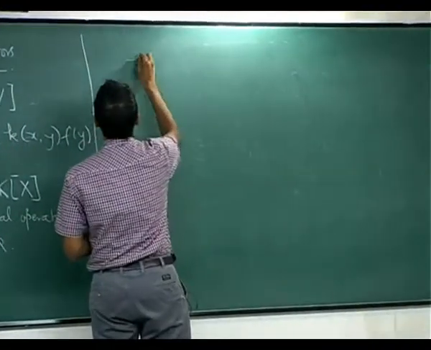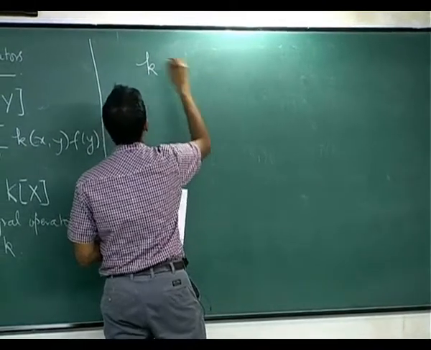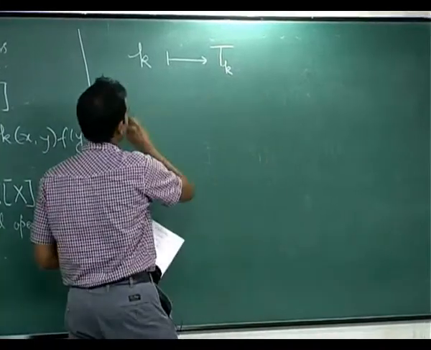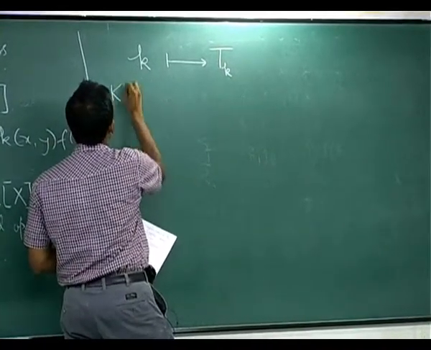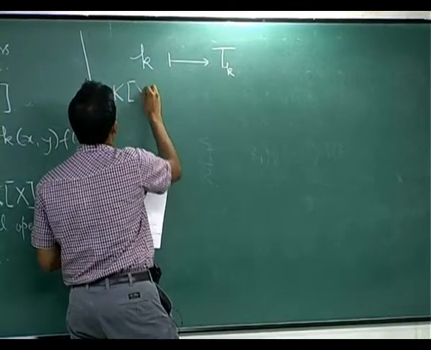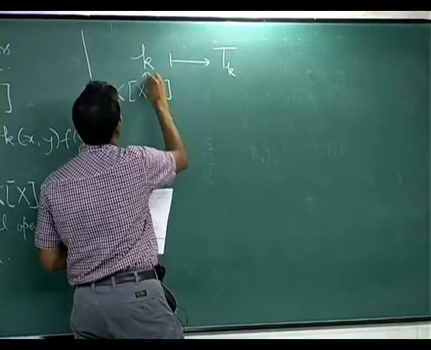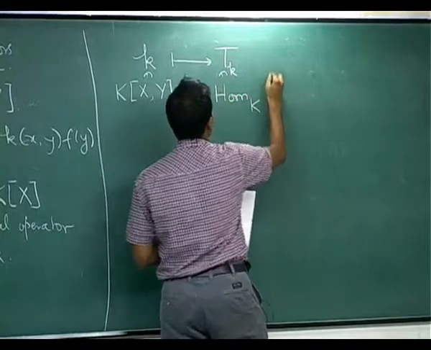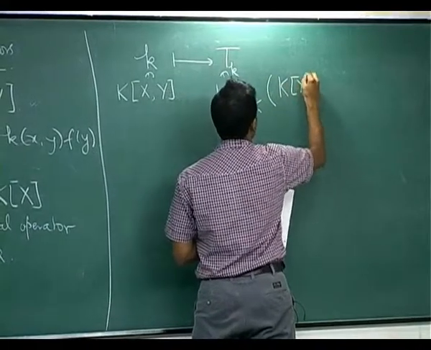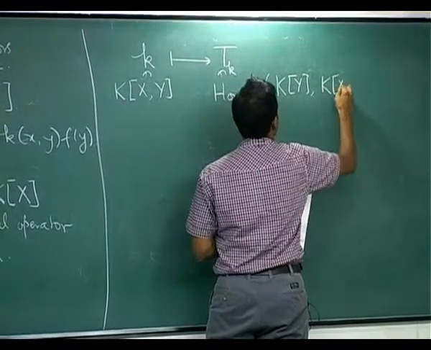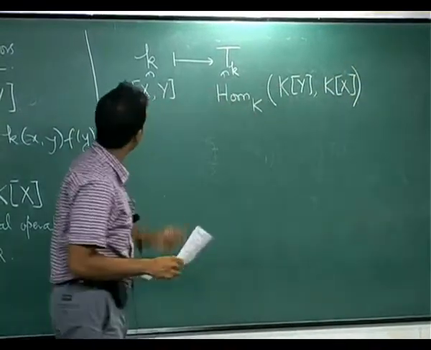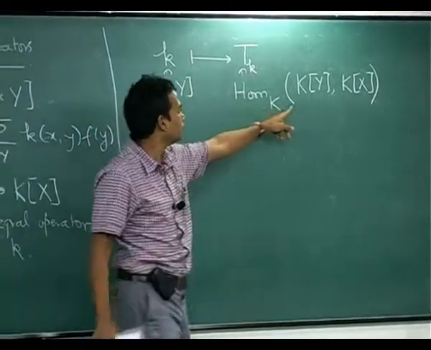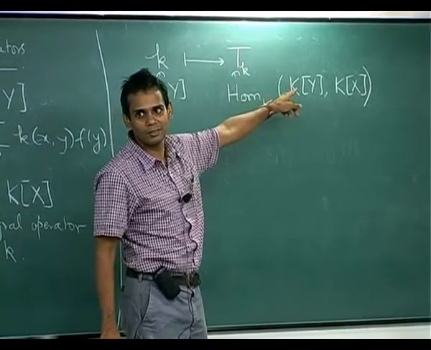So you have a function k and you can construct from it the integral operator T_k. So k lives in K^(X×Y) and T_k lives in Hom, linear maps from K^Y to K^X. The first thing you'd notice is that this space has dimension cardinality of X times cardinality of Y. This space also has dimension cardinality of X times cardinality of Y.